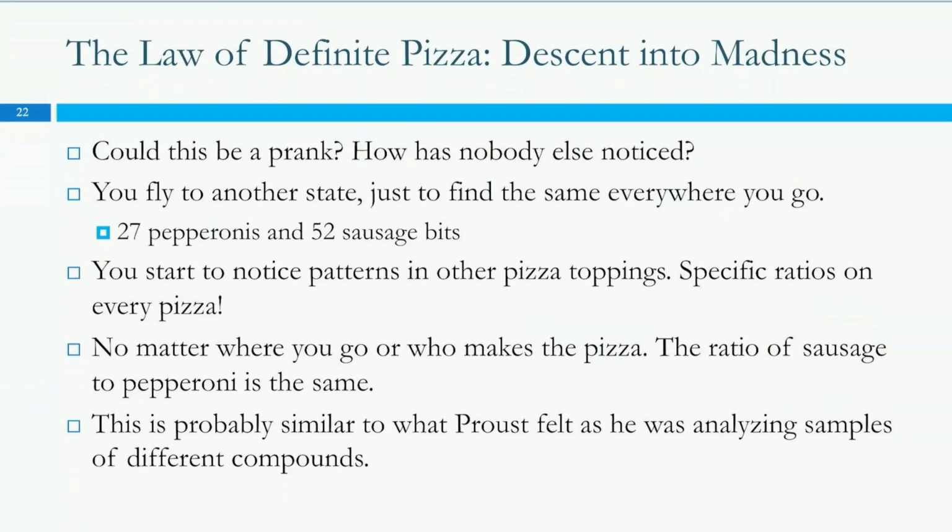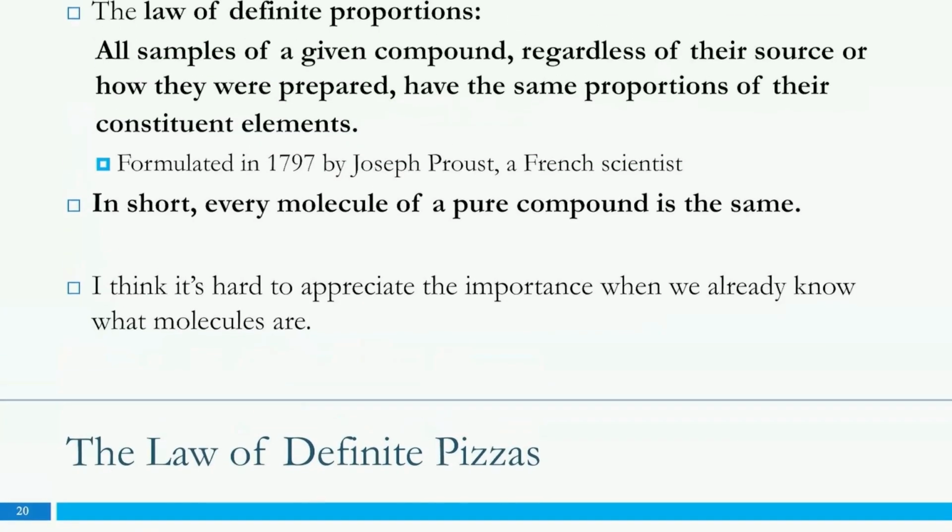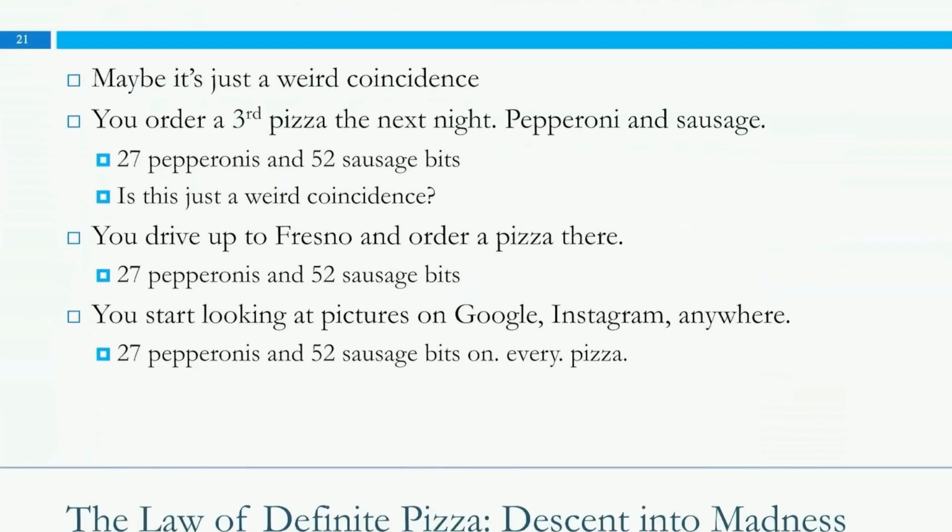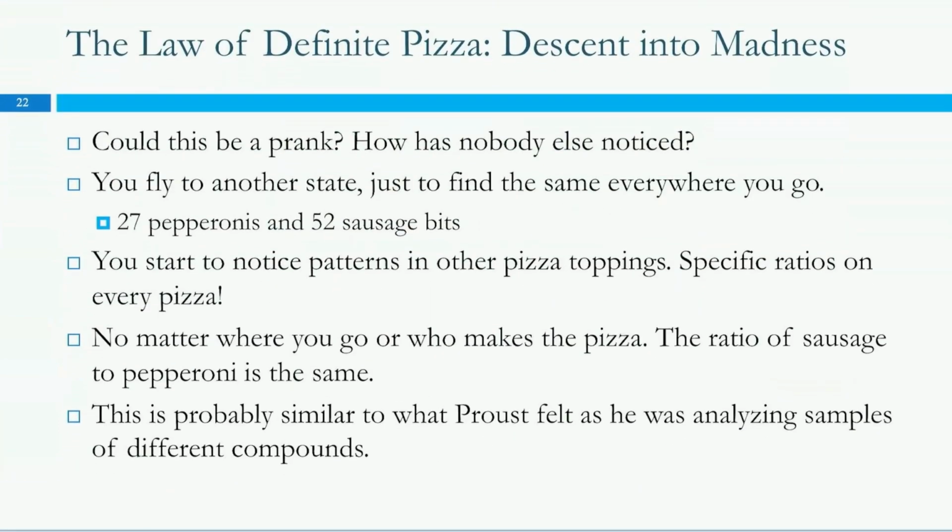Sorry, I got one more slide on this. I maybe could have stopped there. Could it be a prank? Has nobody else noticed? Right? This is, what was his name? I forgot what his name was. Proust, Joseph Proust, coming up with this law of definite proportions. He's analyzing these samples, he's breaking them down, and he's looking at these ratios, and he's like, it comes out to the exact same thing every time.